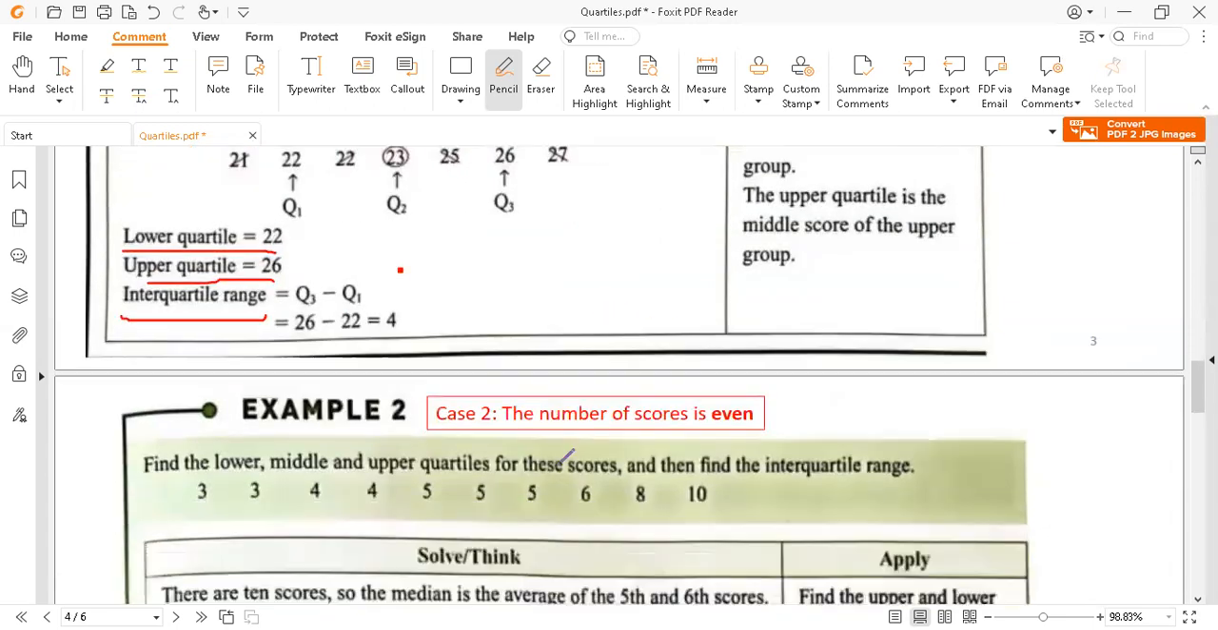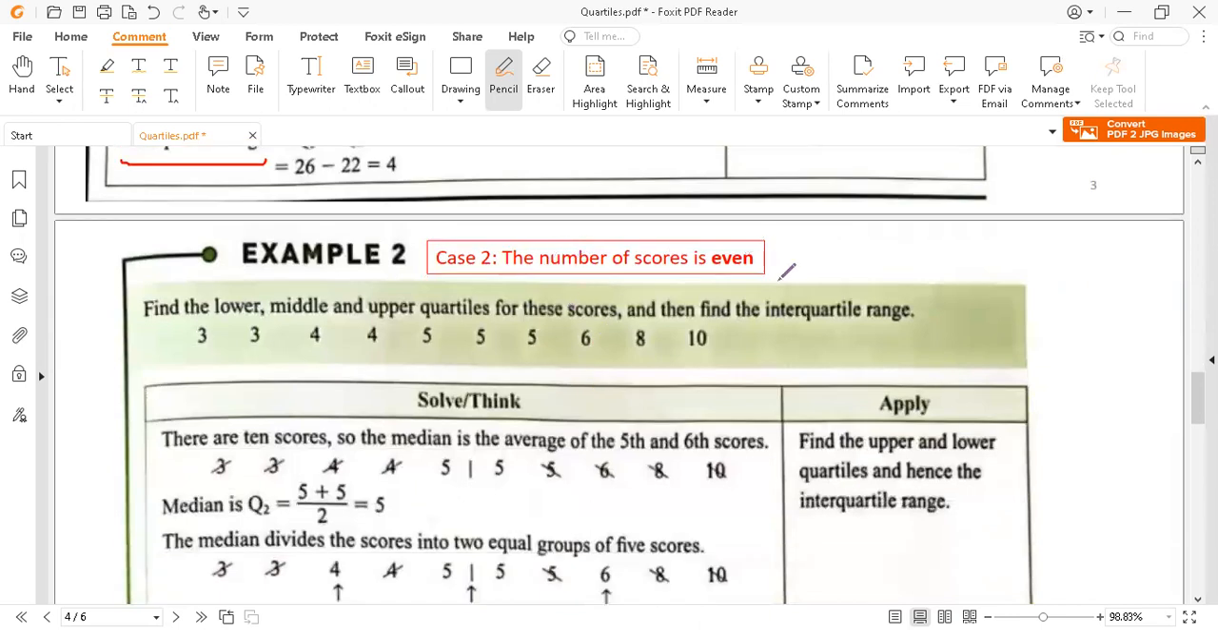It is also easy if the number of scores is even: 1, 2, 3, 4, 5, 6, 7, 8, 9, and 10. So 10 divided by 2 gives 5. The fifth and the sixth, 1, 2, 3, 4, 5. The average of these two numbers is 5, because 5 plus 5 divided by 2 is 5. So the median Q2 is 5. We have 4 scores in the lower group and 4 in the upper group.